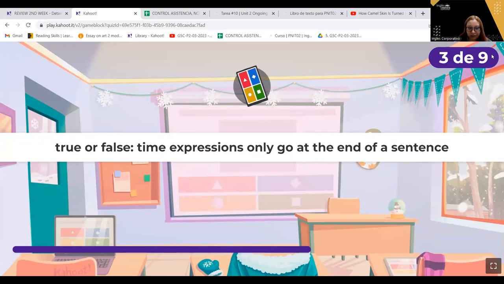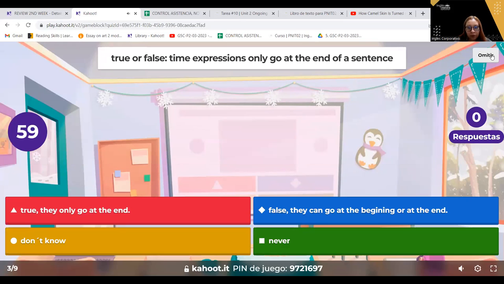True or false? Time expressions only go at the end of a sentence.